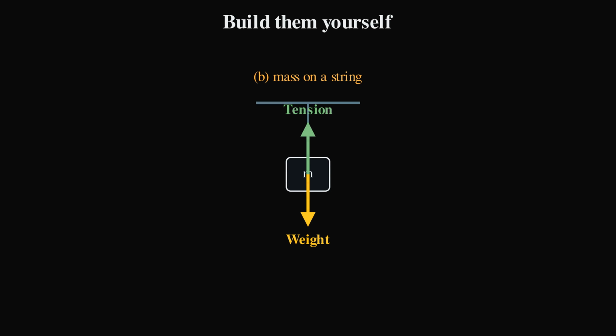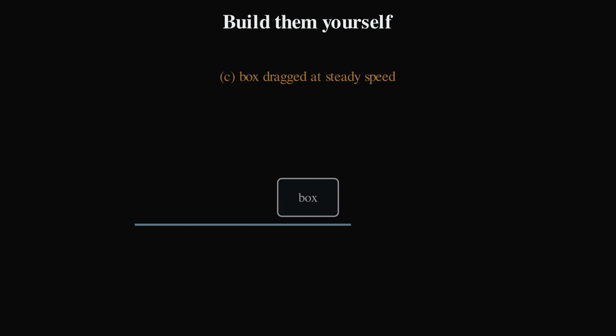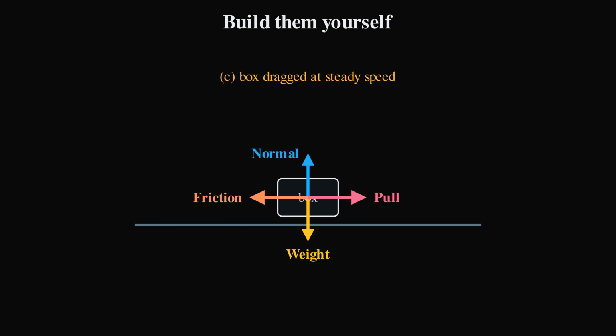Now 3 more free body diagrams. Build them yourself. A mass hanging on a string, weight down, tension up. A box dragged at steady speed, 4 forces. Weight and normal cancel. Pull and friction cancel, that's why speed stays steady.